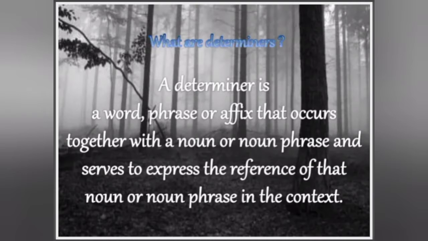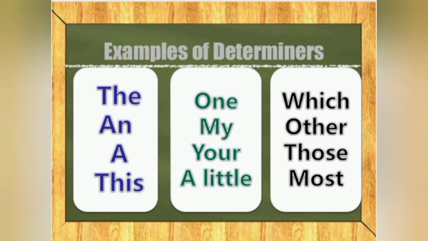Students, determiners function like adjectives and are used before nouns. They can be used as pronouns without a following noun. Some determiners can combine with each other too. Some examples are the, and, this, one, my, your, a little, which, other, those.